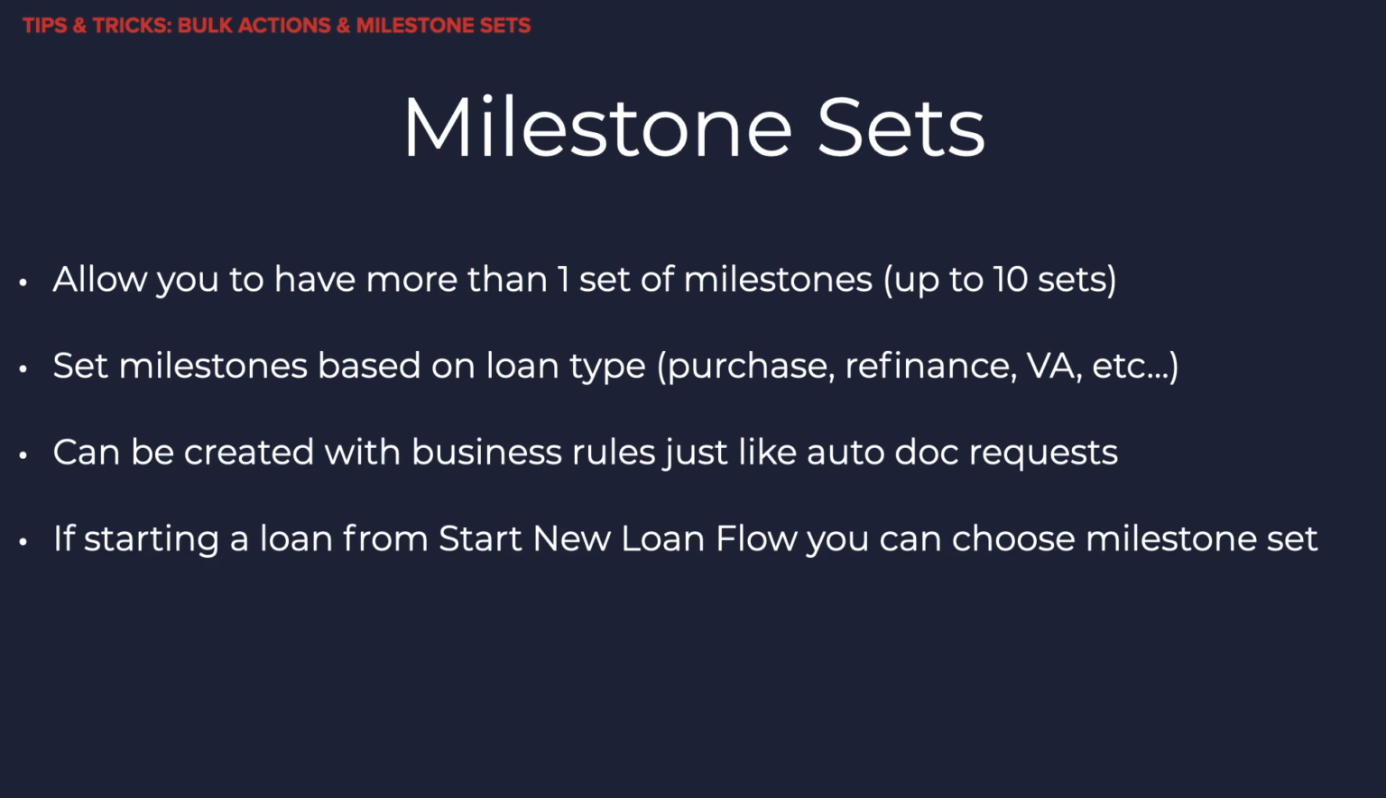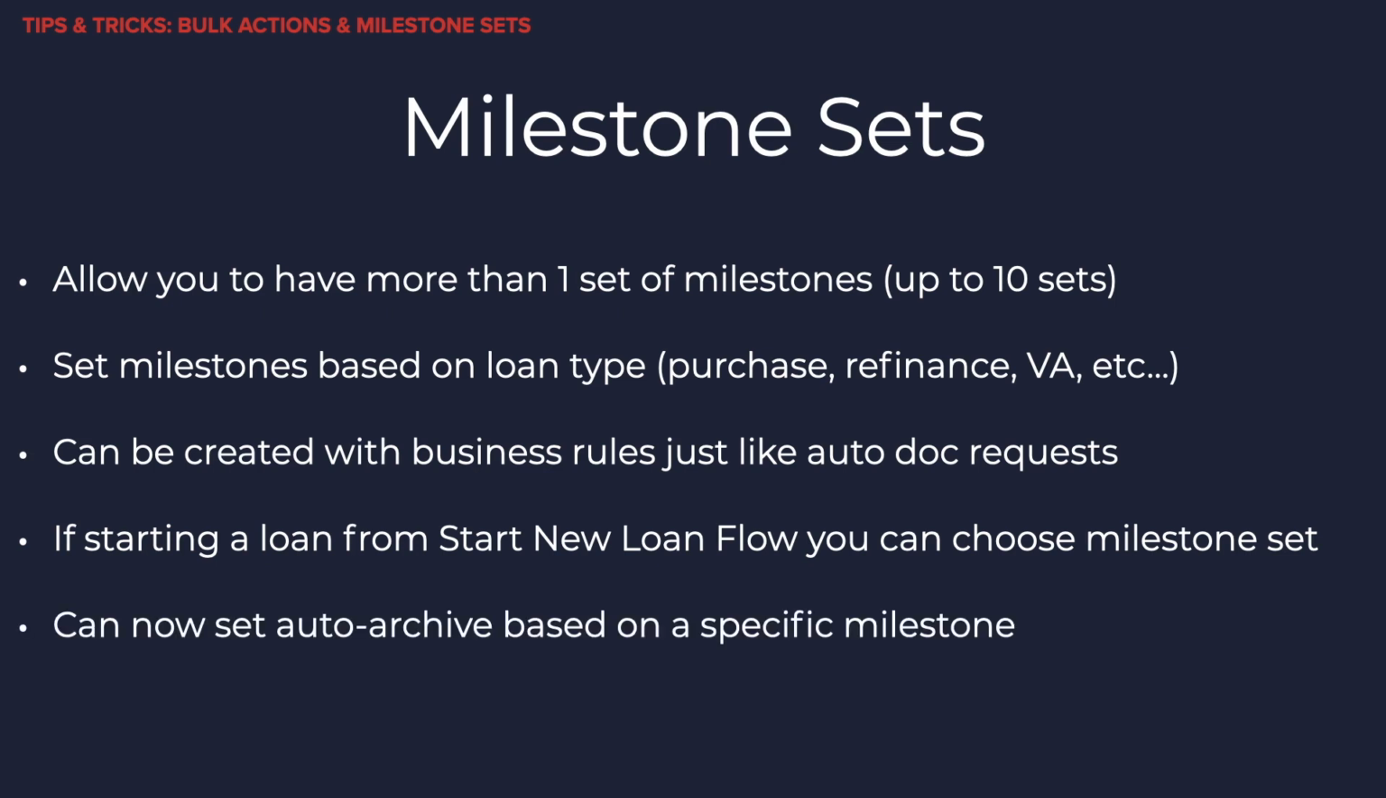And if you're starting a loan from the Start New Loan Flow page or starting it manually, as we refer to it, you can choose a milestone set from that page. You can now set auto archive based on a specific milestone. So for instance, I am a fan of auto archiving when your loan has been funded. So when you check that particular milestone, you can choose to have your loan flow automatically archived.